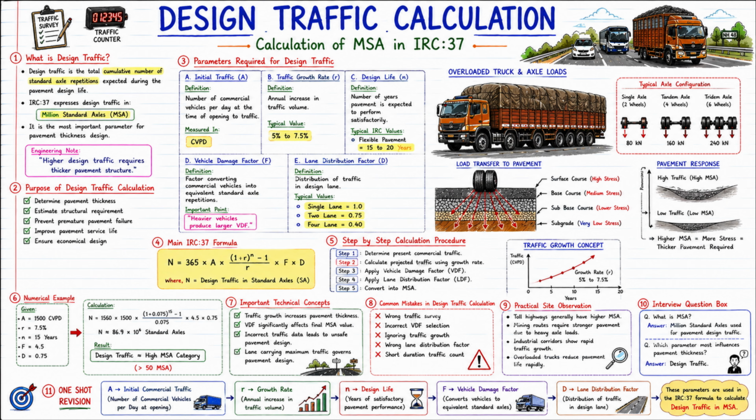A मतलब initial traffic. R मतलब growth rate. N मतलब design life. F मतलब vehicle damage factor. And D means lane distribution factor. And all these parameters are finally calculated to give design traffic in MSA.